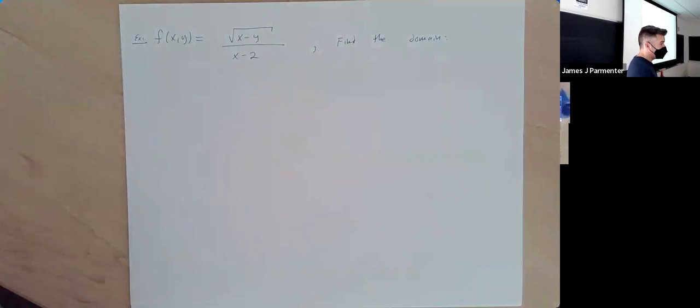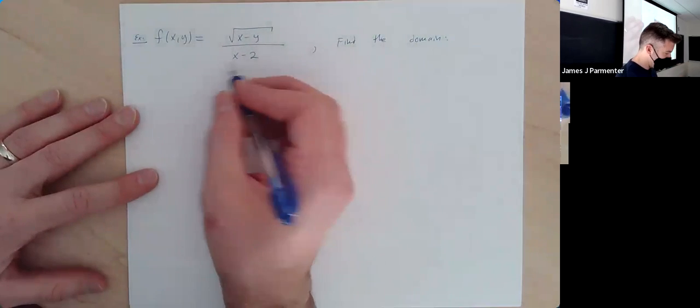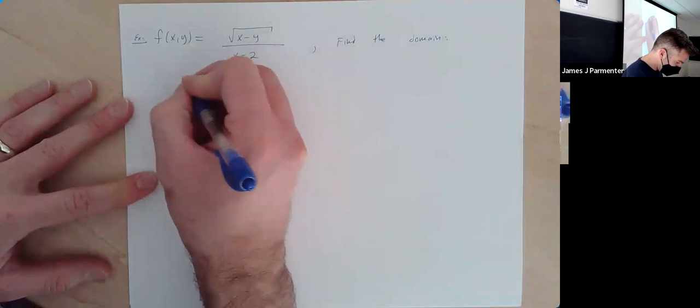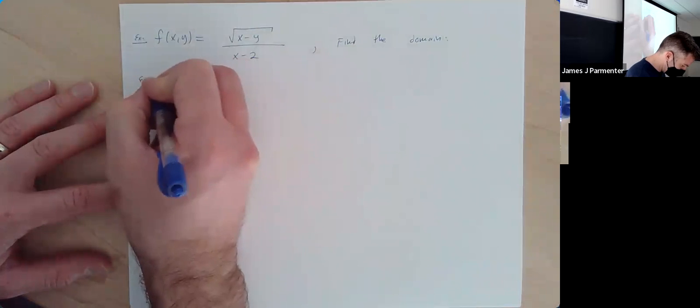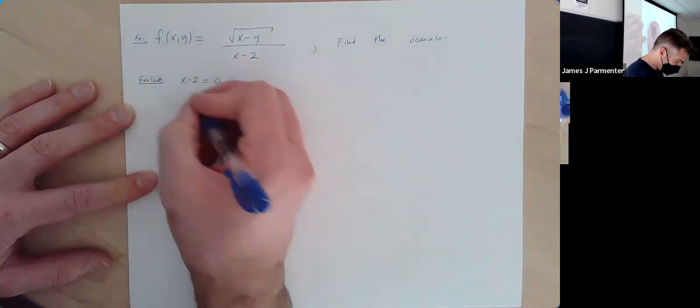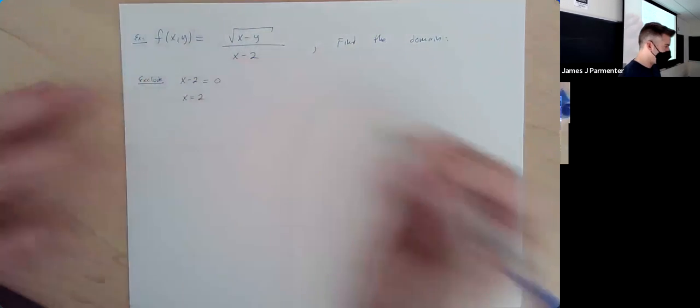Okay, so I see two pitfalls here. One is that there is potentially division by 0, and two is that there is a square root. So we have to deal with both of those. I think the bottom one's pretty easy to deal with. We want to exclude x minus 2 equal to 0. That means x equal to 2 is what we're excluding.